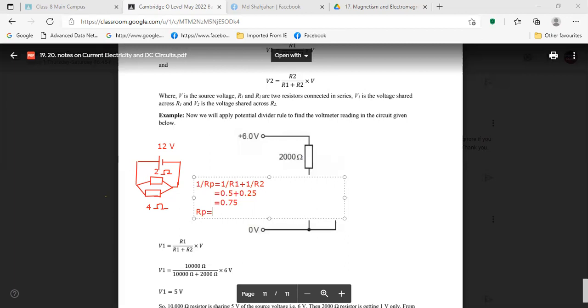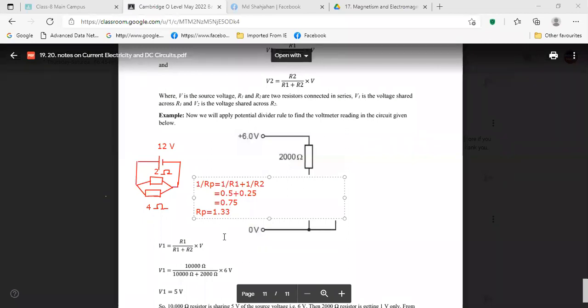Sir, we have 1 by 0.75. What does it come to? You have to reverse it, sir. 4 to the power of 3? 1 divided by 0.75 is 4 divided by 3. Write it in decimal form, sir, that is more understandable to us. It is 1.33.